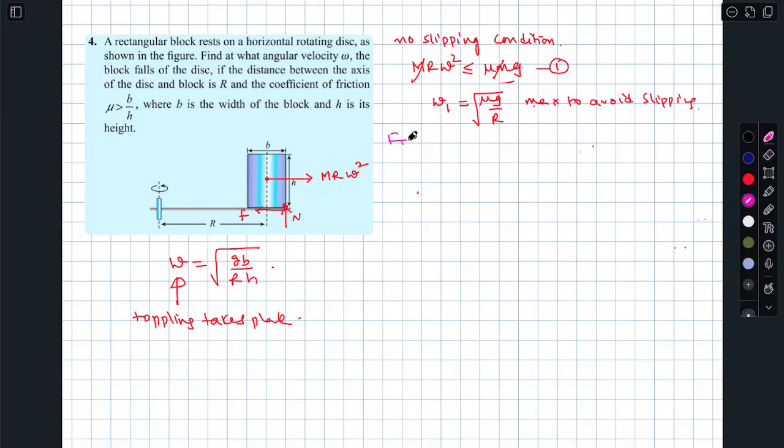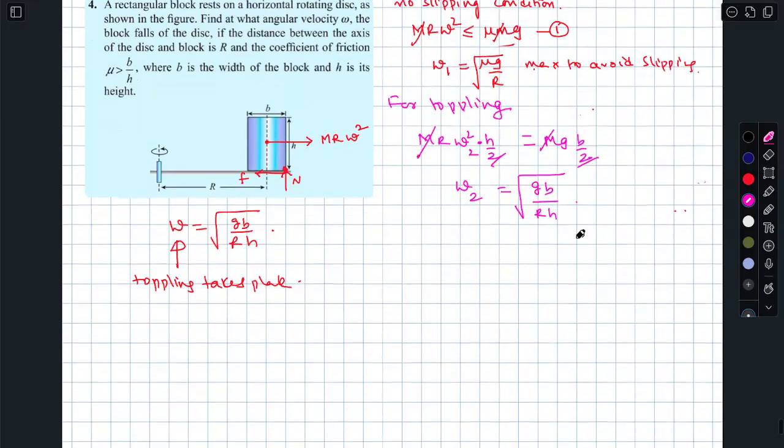For toppling, what is the condition for toppling? Please tell me. m r omega square into h by 2 is equal to m g into b by 2. m cancels, 2 cancels. Omega 2 square, so omega 2 is equal to root g b by r h. Right. That is another case.